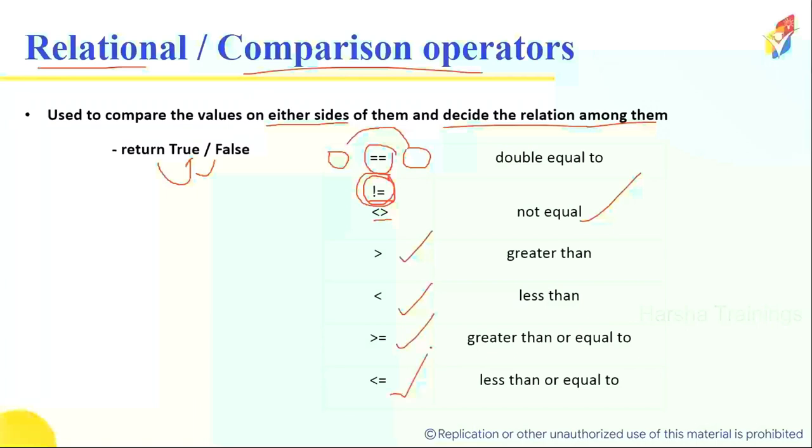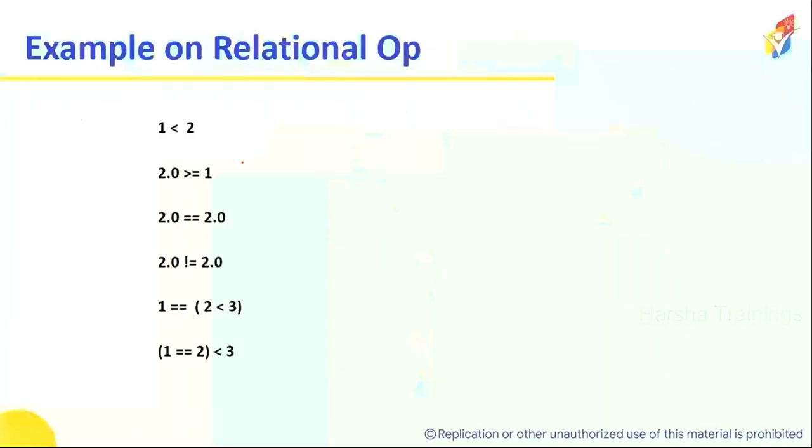In everyday applications, we will use relational or comparison operations. Remember carefully. Whenever I compare the left side expression with the right side expression, if both expressions are equal, I will return true. Otherwise, I will return false. Let me discuss with simple examples. One is less than two.